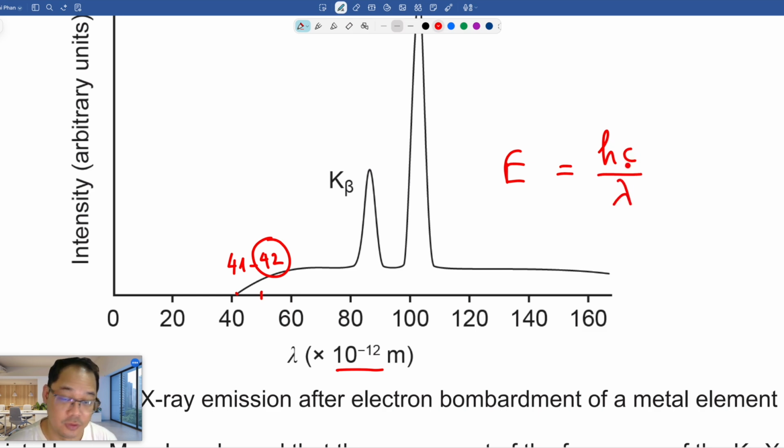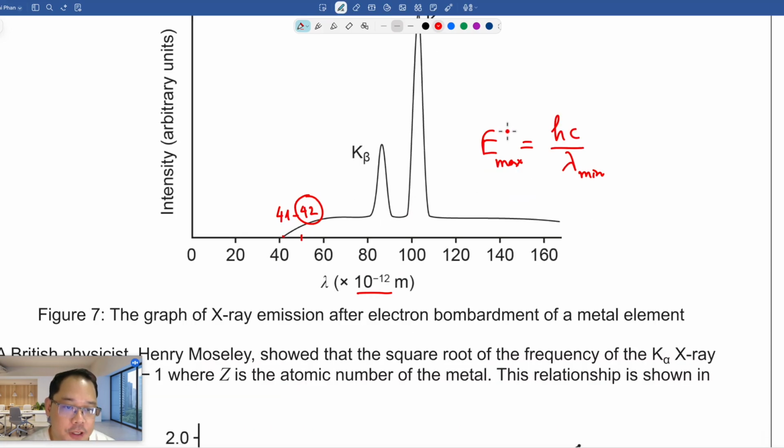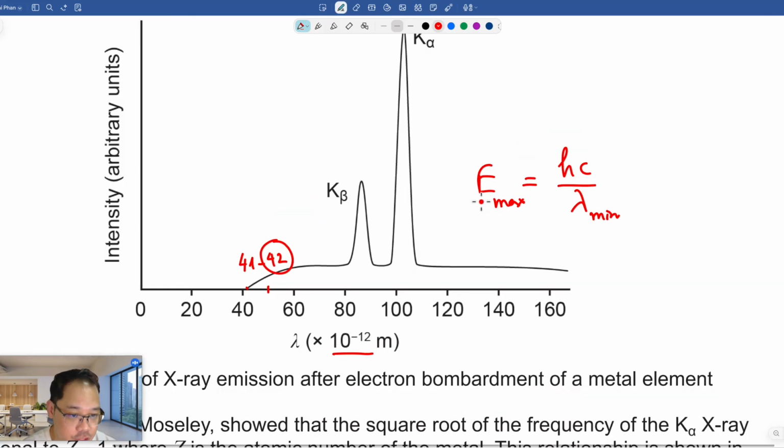C over lambda, where c is the speed of light and lambda is the wavelength. Here, with the minimum wavelength of 42 times 10 to the power -12 meter, we have the maximum energy. This is the maximum energy of a photon emitted in this experiment, and it is created by the direct loss of energy of an incident electron.